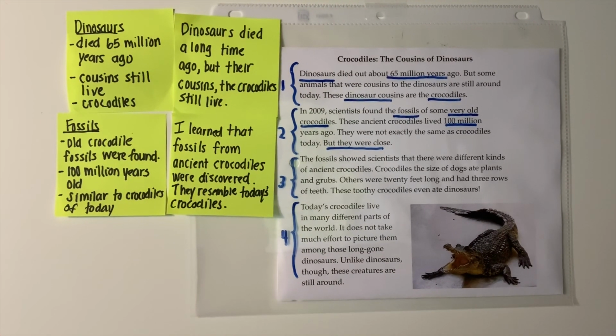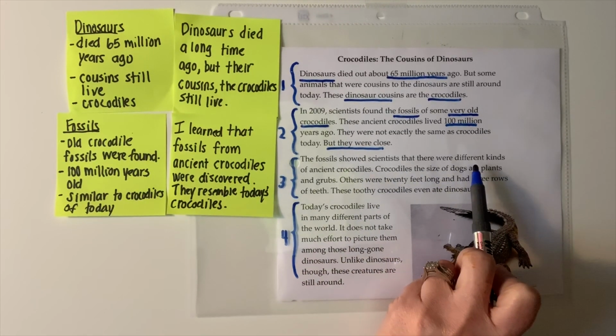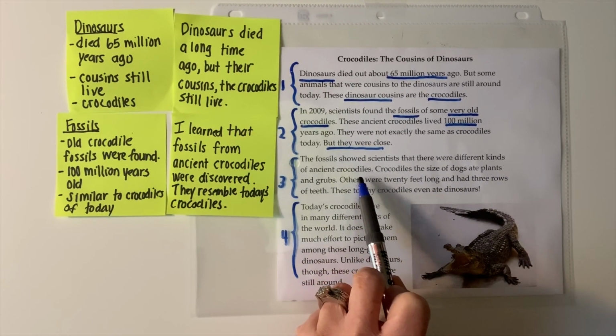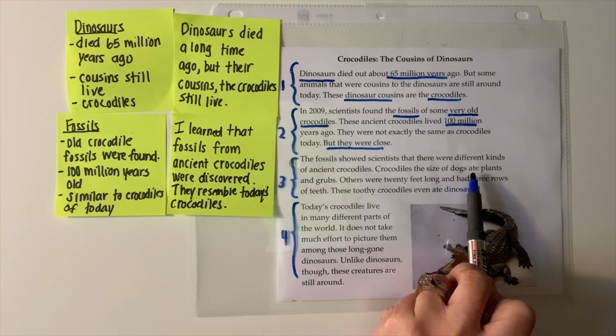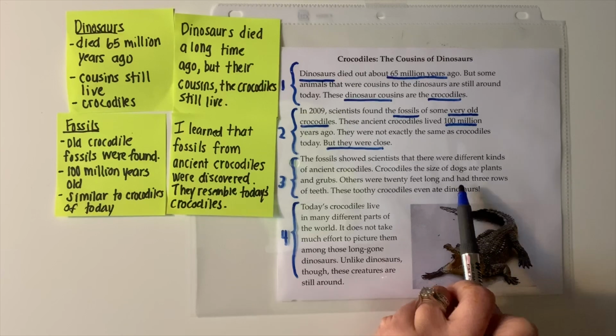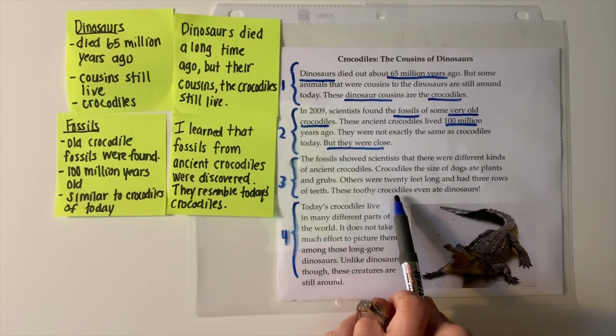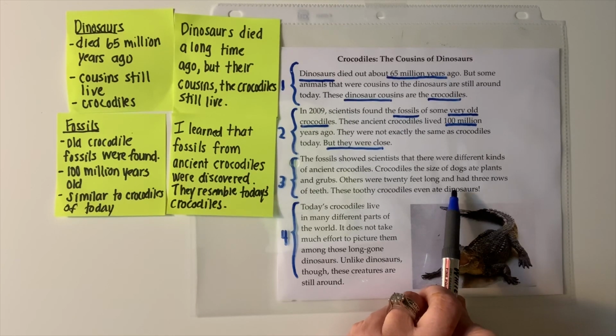The fossils showed scientists that there were different kinds of ancient crocodiles. Crocodiles the size of dogs ate plants and grubs. Others were 20 feet long and had 3 rows of teeth. These toothy crocodiles even ate dinosaurs.